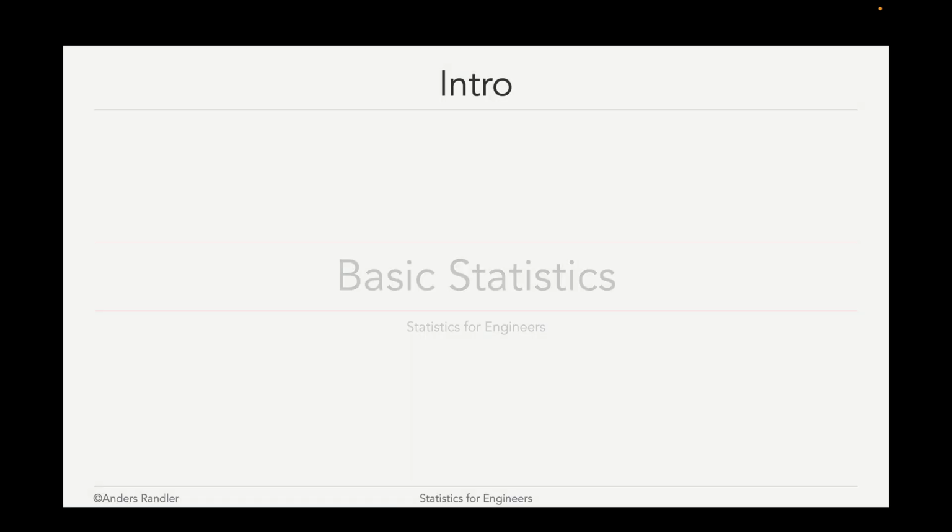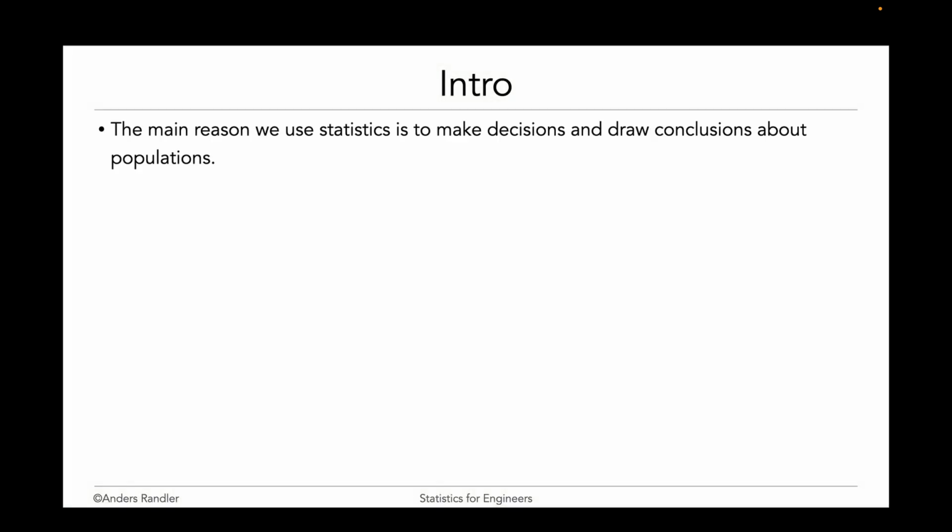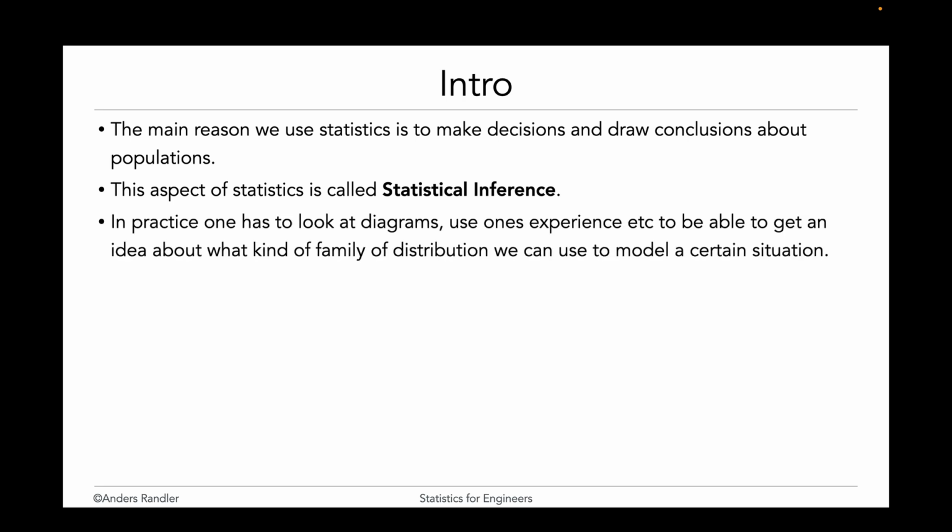So let's start. The main reason we use statistics is to make decisions and draw conclusions about populations. And that could be a population of people, of course, but also populations of things. This aspect of statistics is called statistical inference. In practice, we are looking at diagrams and tables, and you will be using your experience to get an idea about what kind of family of distribution we can use to model a certain situation.